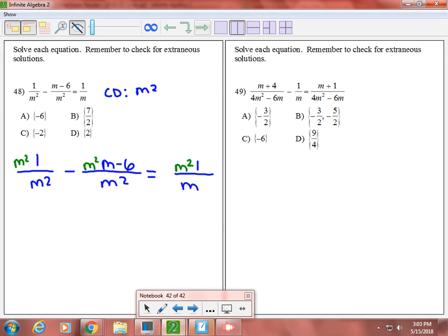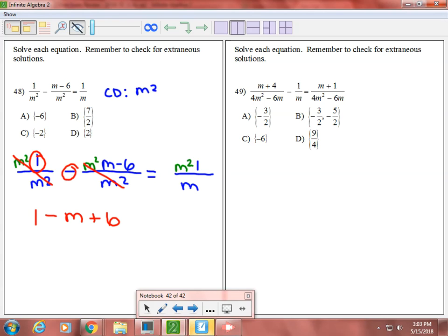and now I can cancel out the things that are alike. Well, here, those are alike, so I only have a 1 left. Same thing, I can get rid of that. But this negative sign is what you really need to watch for. So that is going to give you a minus m plus 6.